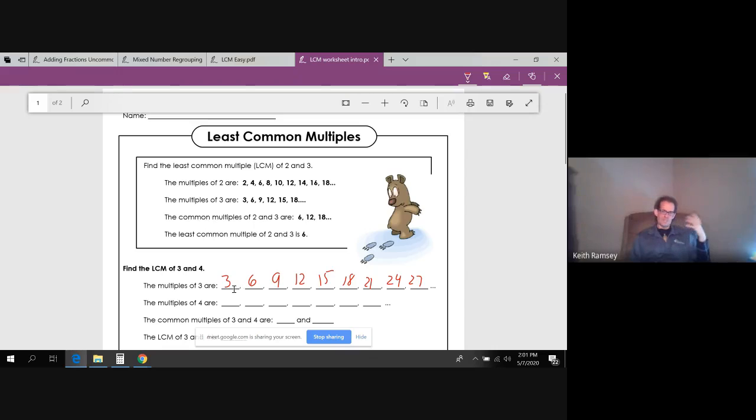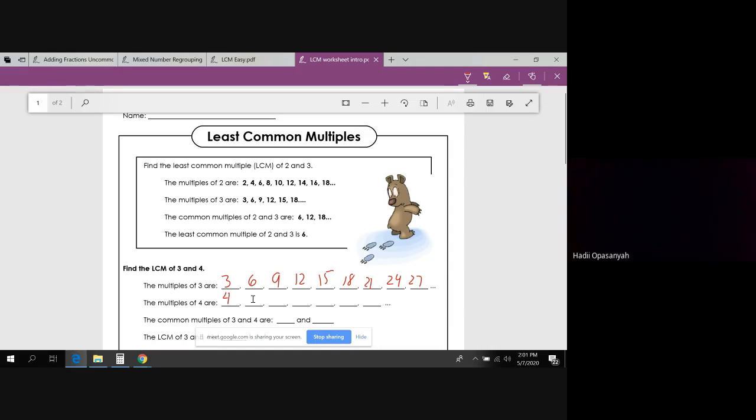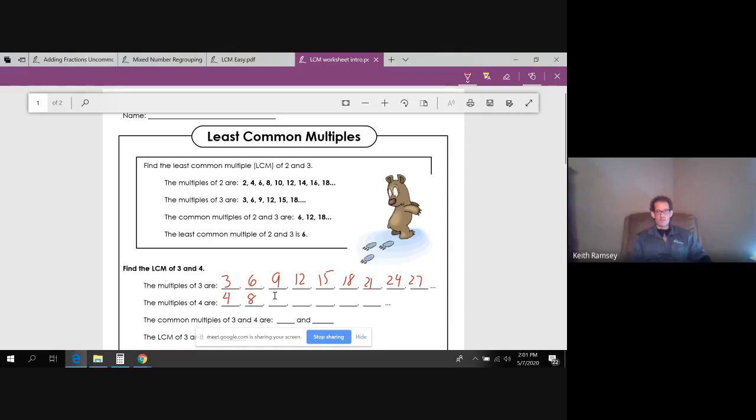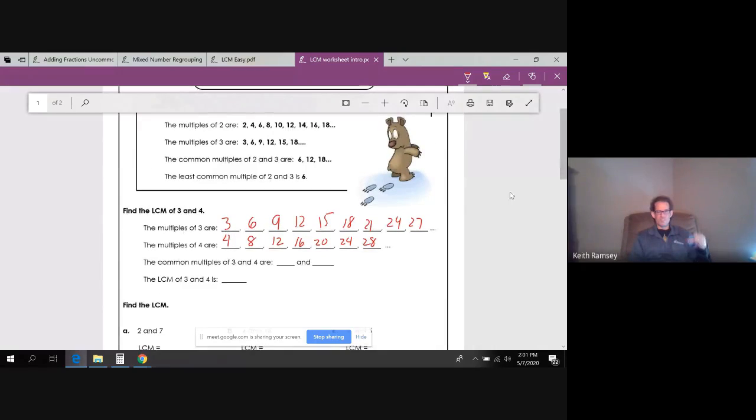Then you're looking at the multiples of 4, and then we find the least common multiple between the two. Again, the first multiple of 4 is 4 times 1, or simply 4. 4 times 2 is 8, then 12, 16, 20, 24, and 28. Finally, you'd ask, what are the common multiples of 3 and 4? What a lot of people don't understand is that when you're finding the least common multiple, there's more than one common multiple. You're just looking for the one that comes first.